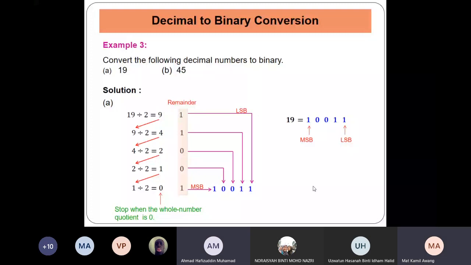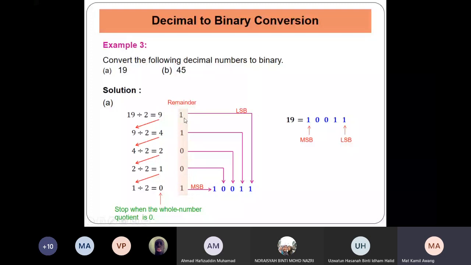Okay, for example, 19, you divide by 2. So this is division by 2. You take the number and divide by 2. 19 divided by 2 is 9 with a remainder of 1. So you record the remainder here.